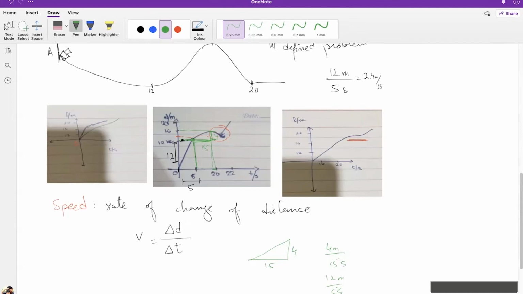Why? Because more steep graphs cover higher values in the y-axis compared to the x-axis, and less steep graphs cover fewer values in the y-axis than the x-axis. All right, so that's it. That is speed. And how is it related to the graphs? The steeper the line, the higher the speed.